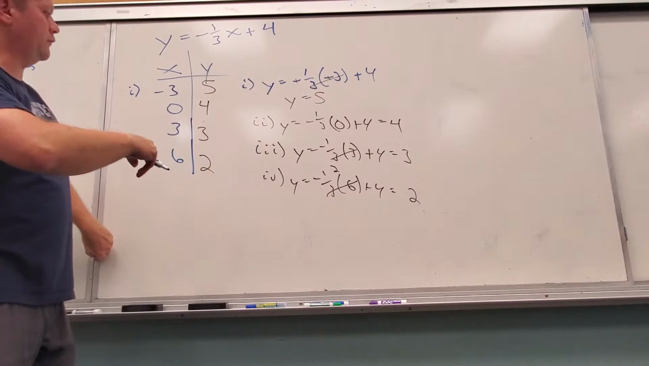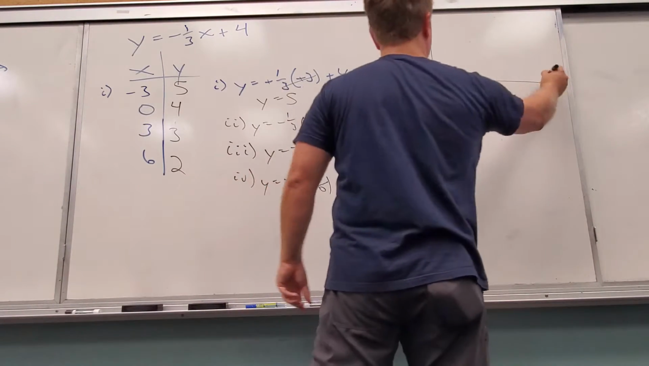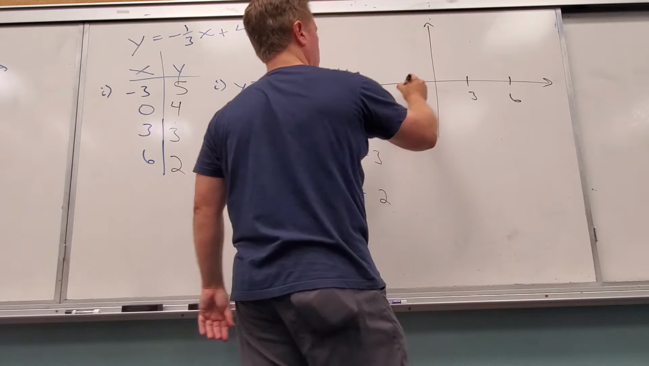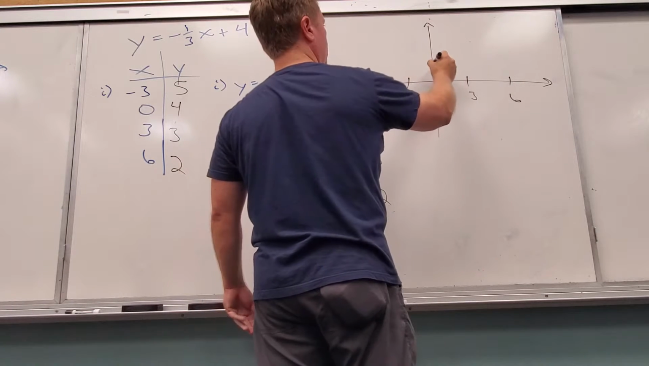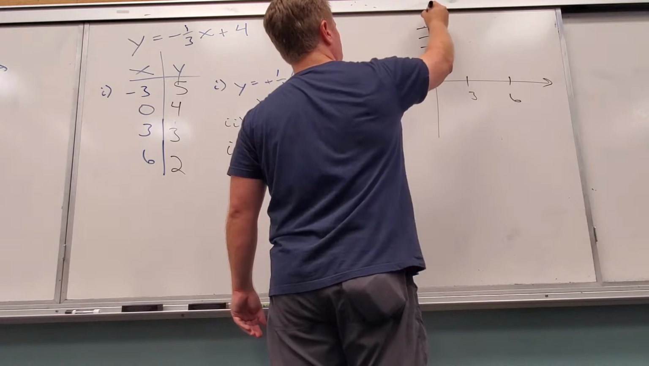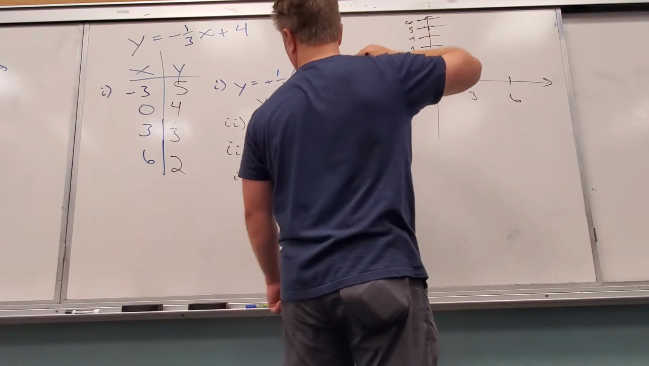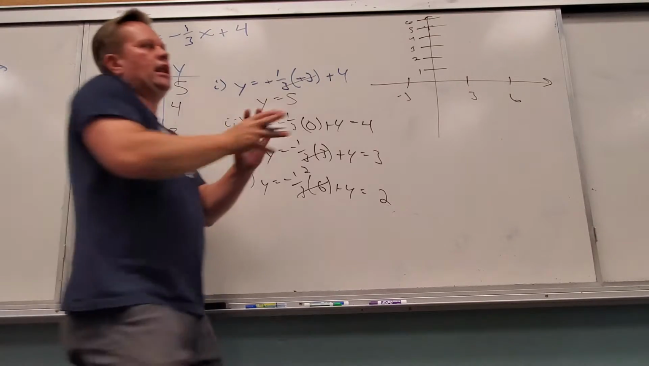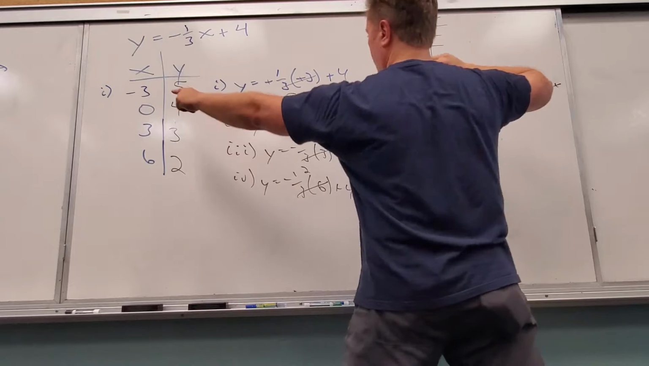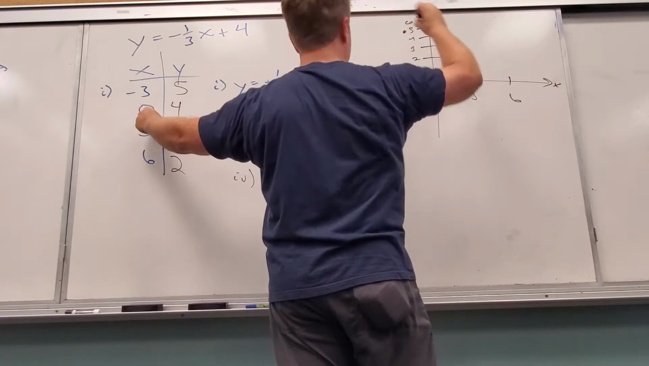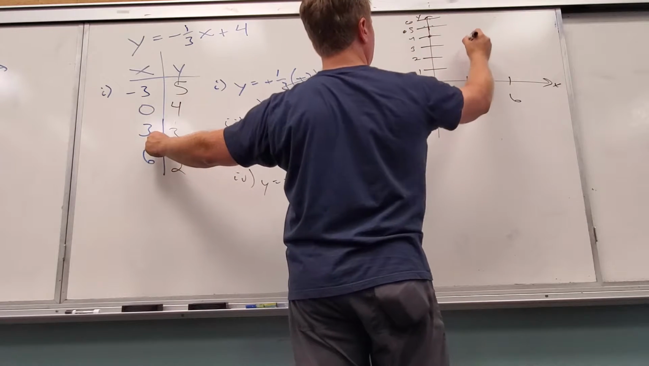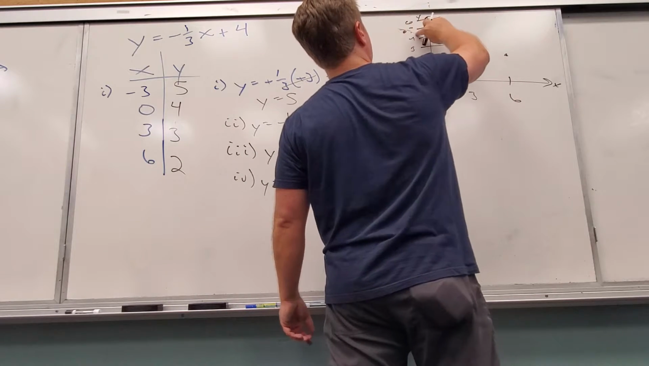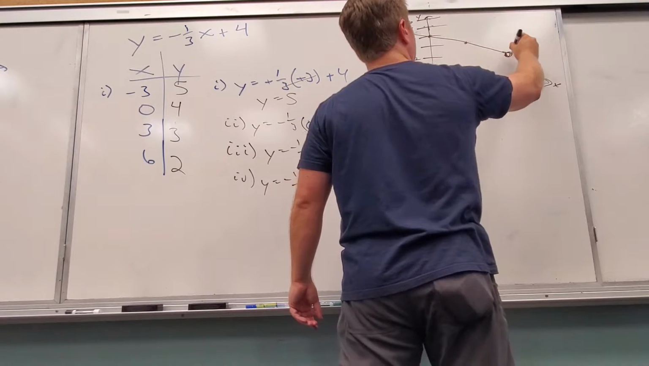And now we'll graph this. The scale didn't have to be anything too crazy. We could even go by threes on this. 3, 6. Negative 3. You do it, Jeff. There you go, buddy. Right, because you can choose your scale, and x-axis makes sense to go by threes. Is everybody all right? Let me label these. So let's see, negative 3, 5, 0, 4, 3, 3, 6, 2. Okay. Make that big.